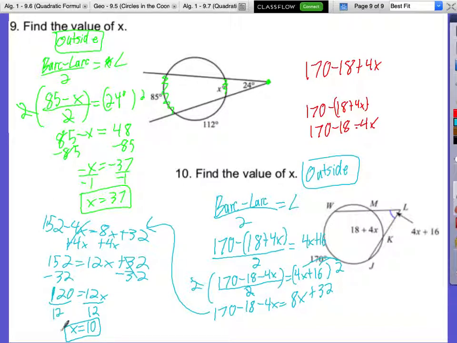Finally. About 20 minutes left. That's money. That's bark minus slicker over 2 for you.